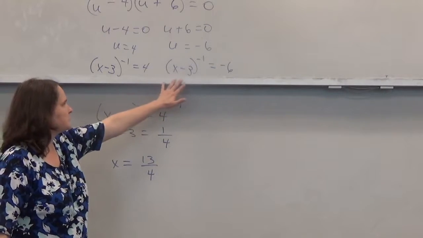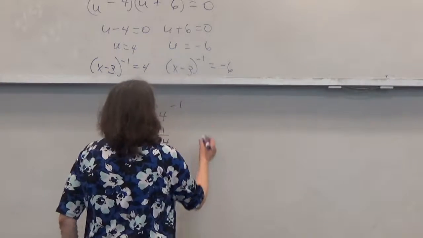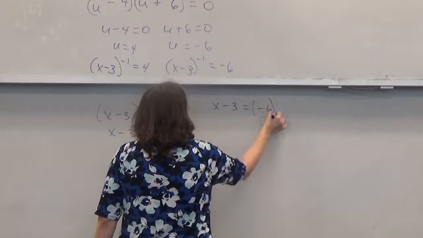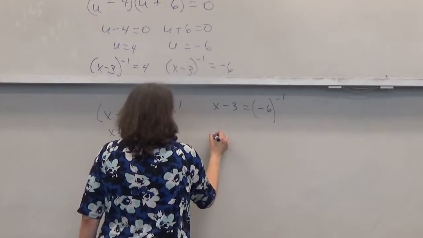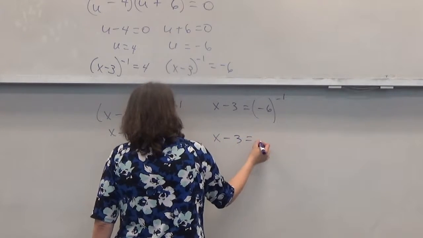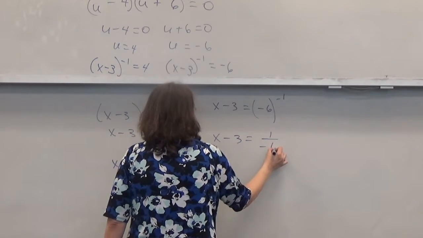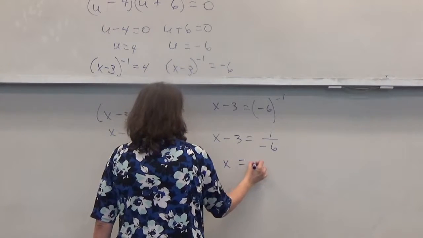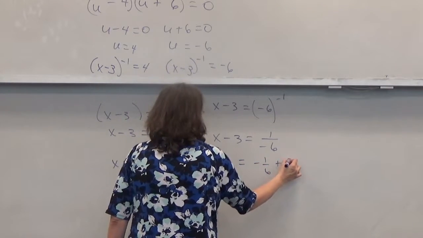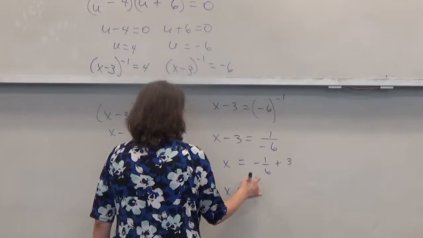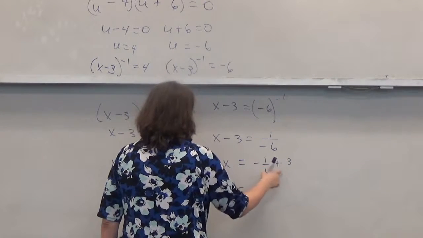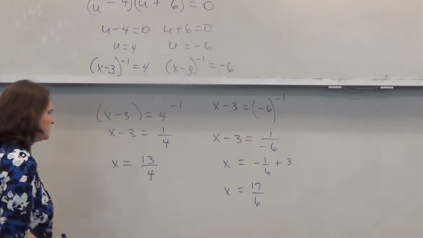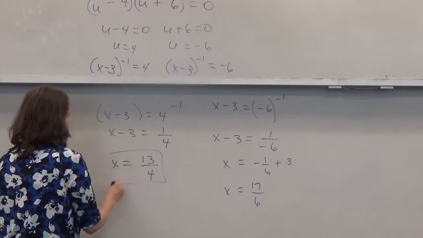With this one, raise both sides also to the negative first power, so you're going to have x minus 3 equals negative 6 raised to the negative first power. That's going to be 1 over negative 6, and we want to add 3 to both sides. So you've got negative 1/6 plus 3. That's negative 1/6 plus 18/6, so that would give you 17/6. So our answers are 13/4 and 17/6.